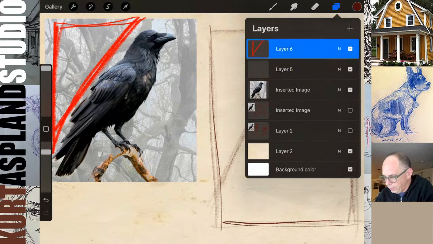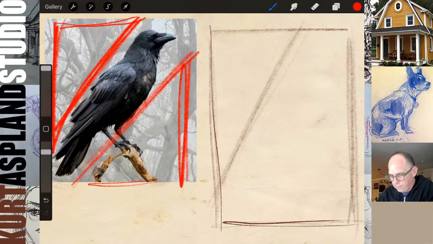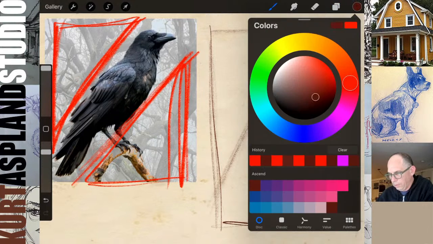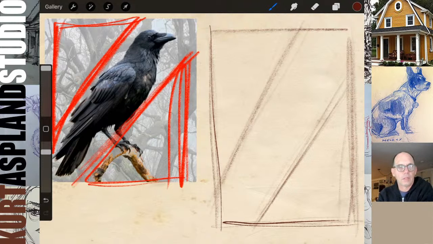Okay, let's do the other angle now. Let's just kind of come in like this. Look at this. Okay, that's going to work for me. All right, let's do that. So this is going to help to start to break up the space.